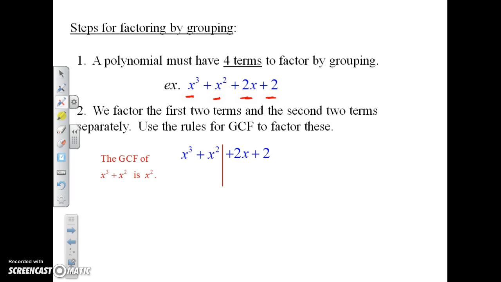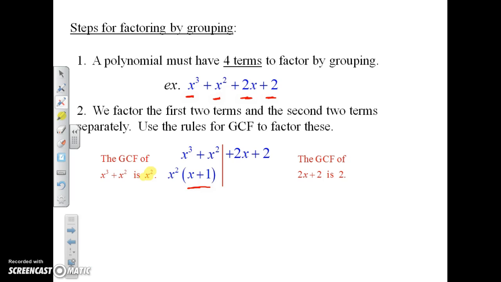What is that greatest common factor? That greatest common factor is right here. I'm highlighting it right now. X squared. So that's the one you're going to pull out of those 2 terms. Once you pull out x squared, you are left with x plus 1. That's going to be very important as you continue to factor.